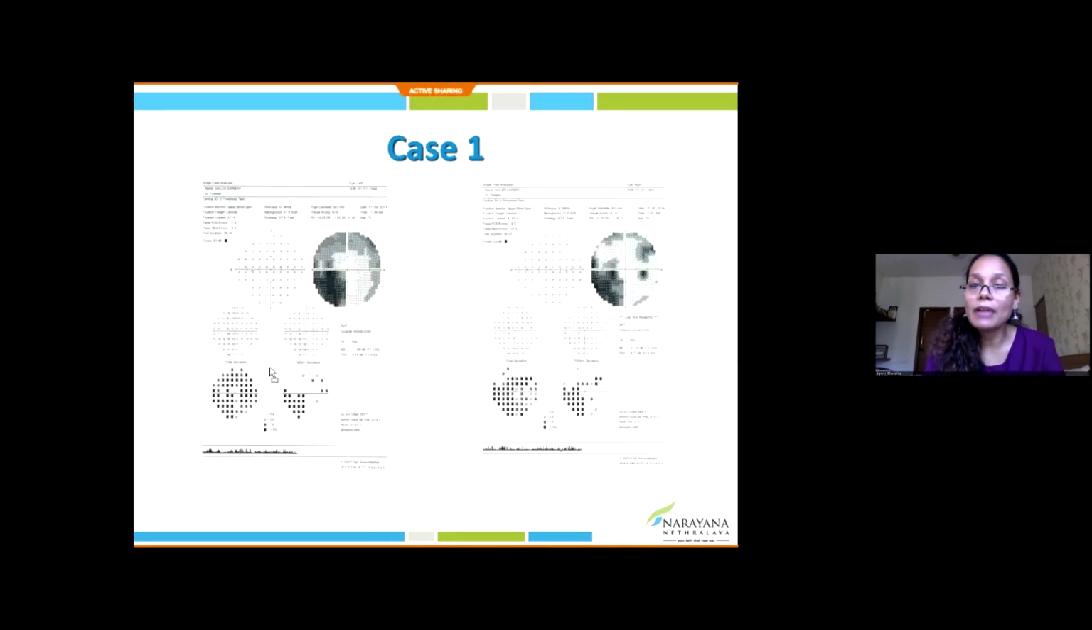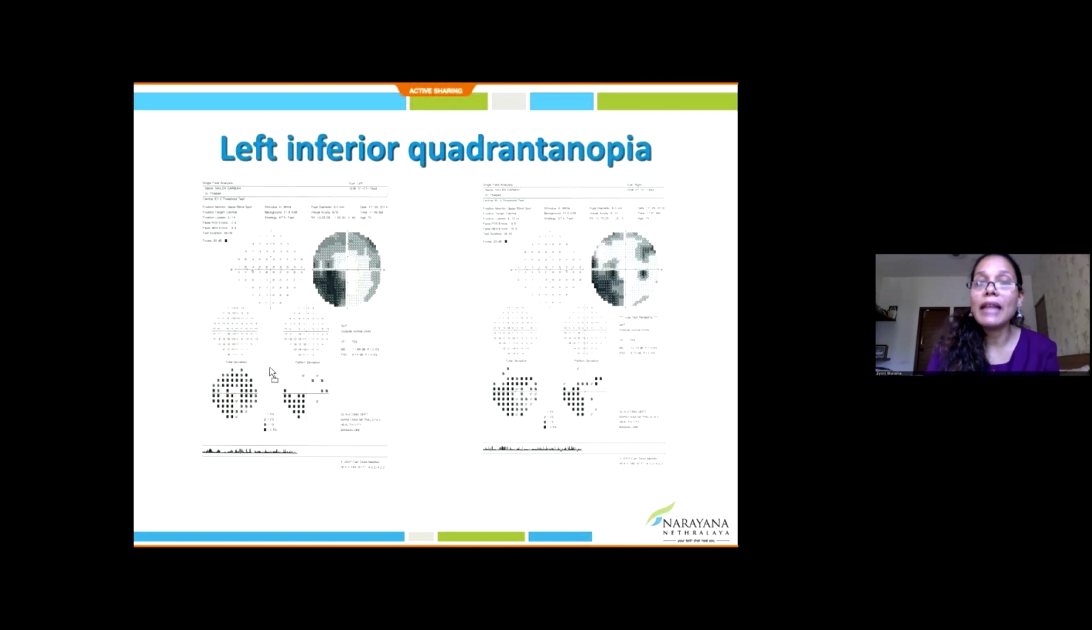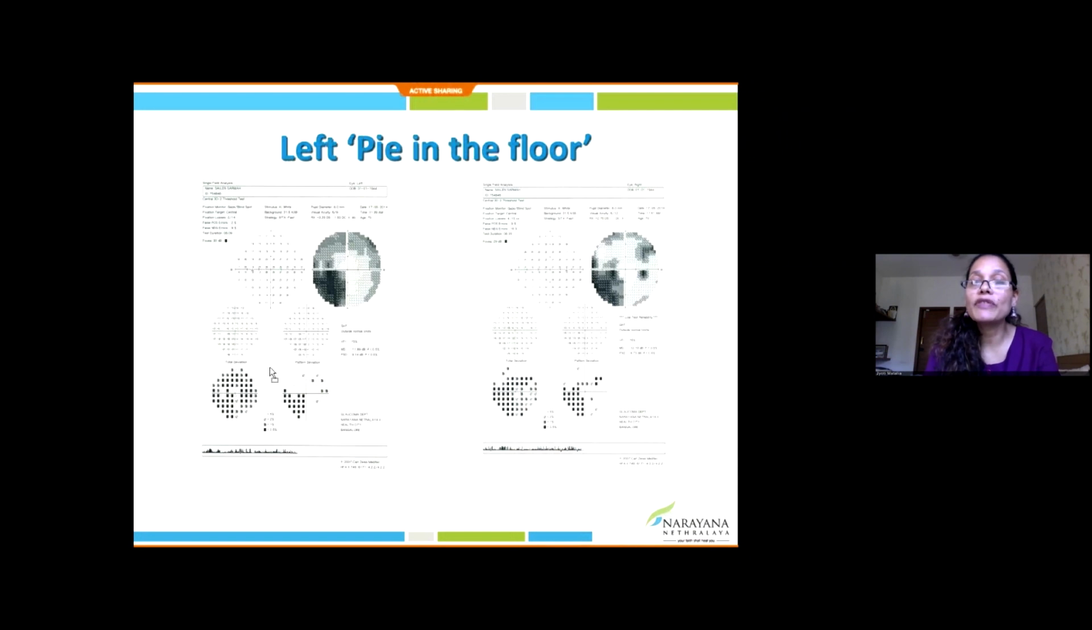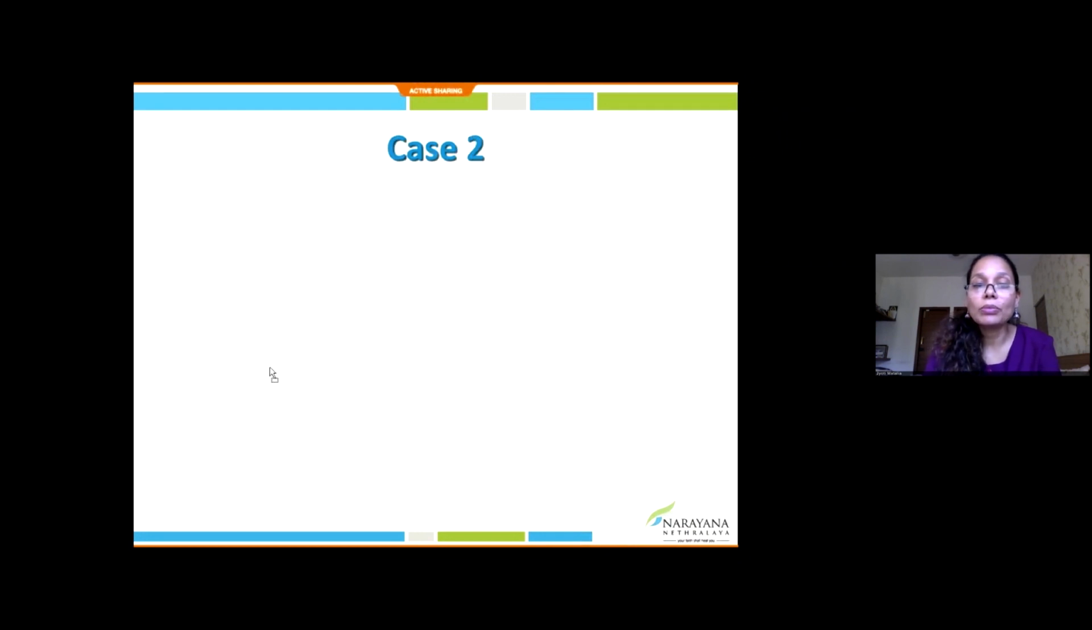Yes, this is bilateral. The pattern is quadrant anopia, which is basically inferior and respecting the vertical meridian. So we have a left inferior quadrant anopia, which is pie in the floor, which we have discussed. Hence, it's a right parietal lobe lesion because the superior radiations are involved, giving the inferior opposite field defect. Let's look at case 2.